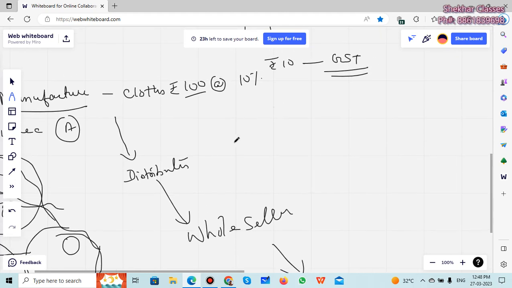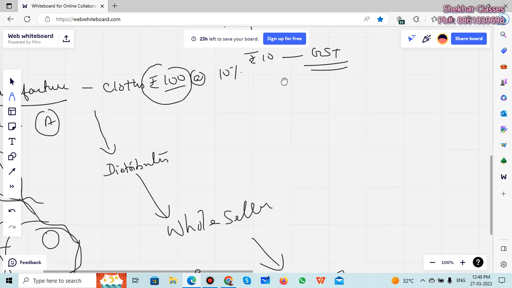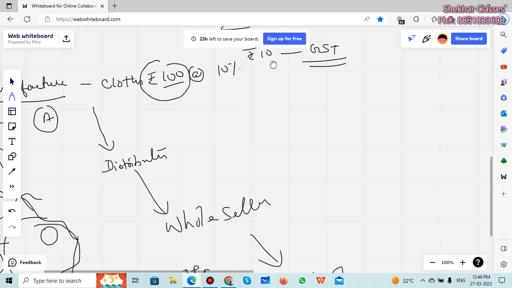Now, since he has sold it to the distributor, why will he pay? Because he has created 100 rupees worth of value and sold it to the distributor at 100 rupees, so he has to pay a tax as a GST. How much? 10 rupees to the government.